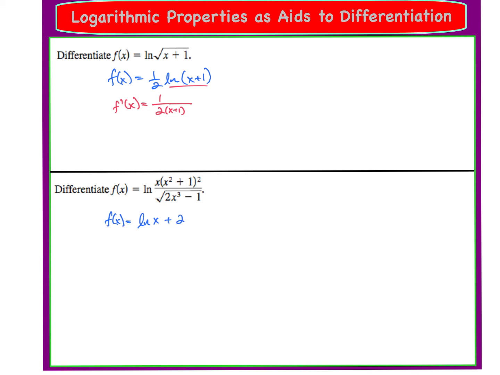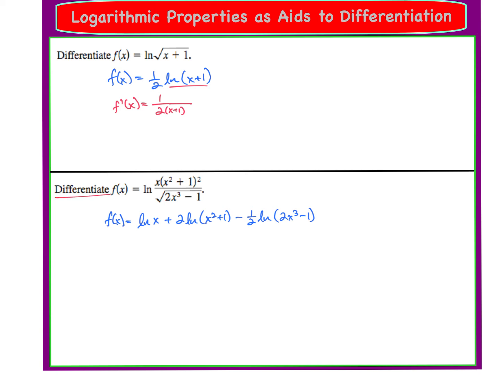Plus 2 natural log of x squared plus 1. And then what? Minus what? 1/2 natural log of 2x cubed minus 1. All right? So now I took this big log and I broke it up into little logs. Does that make sense? Now, what do I want to do now?